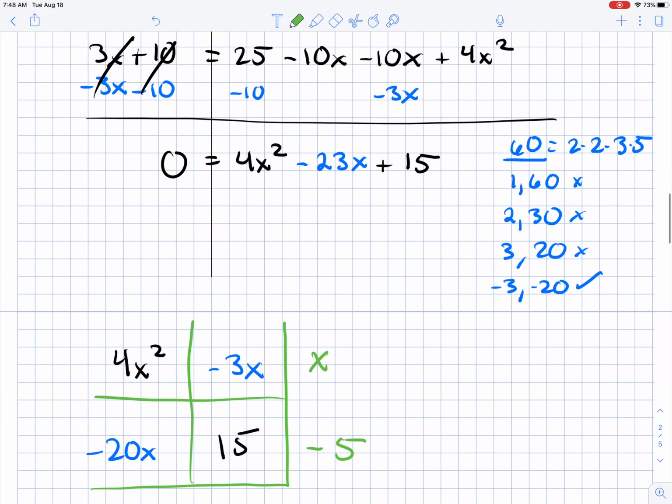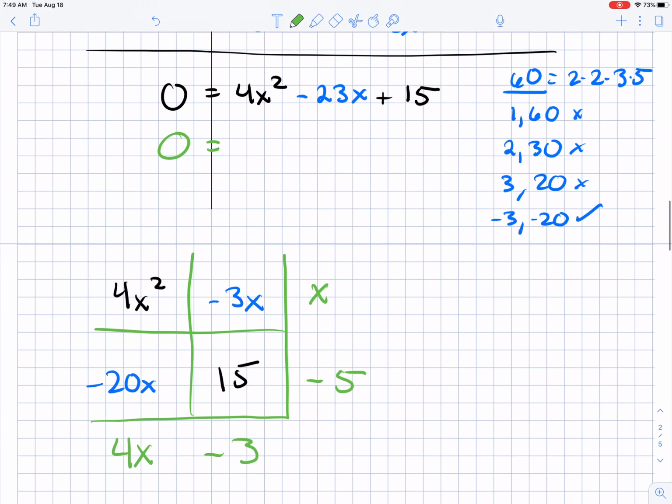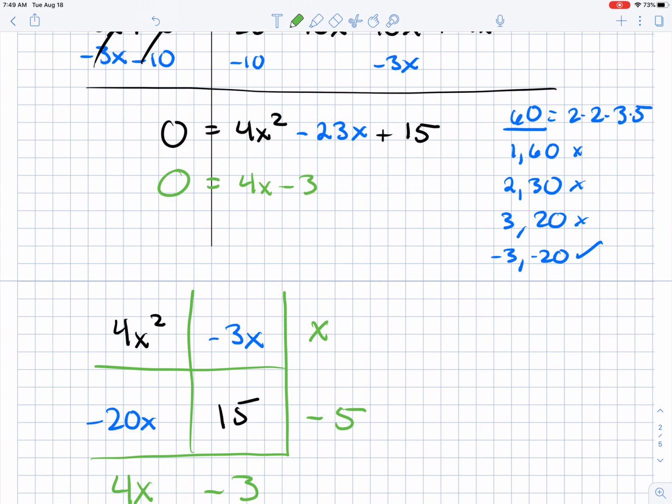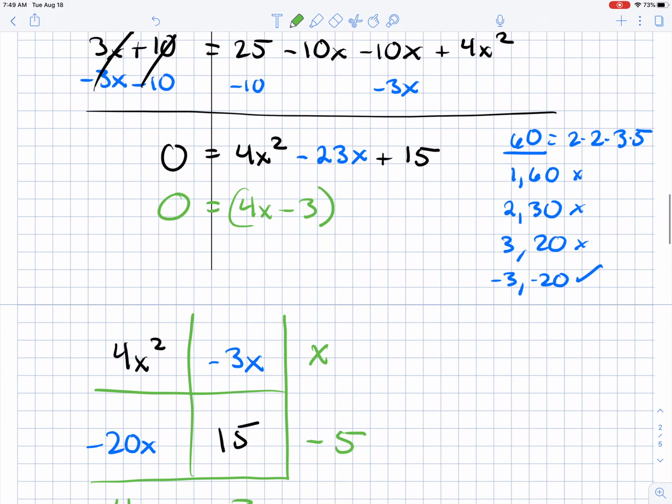Okay, so the claim is that this line here factors into, what do we get? 4x minus 3 times x minus 5. Okay, let's multiply back really quickly just to make sure that it works, right? So 4x times x is indeed 4x squared, so we're good there. Outer, that would be negative 20, and inner would be negative 3, so they add up to negative 23, so we're good there. And then last times last is a positive 15, so this looks good, okay?